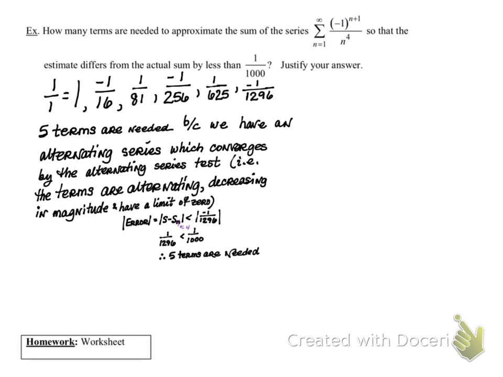Okay, 5 terms are needed because we have an alternating series which converges by the alternating series test. I put that particular proof in parentheses here so that you could see it, just in case you forgot what it means to converge by the alternating series test. And then you see that your error, when you go out to the fourth sum, must be less than the absolute value of 1/1296, and 1/1296 is less than 1/1000th. So 5 terms are needed.